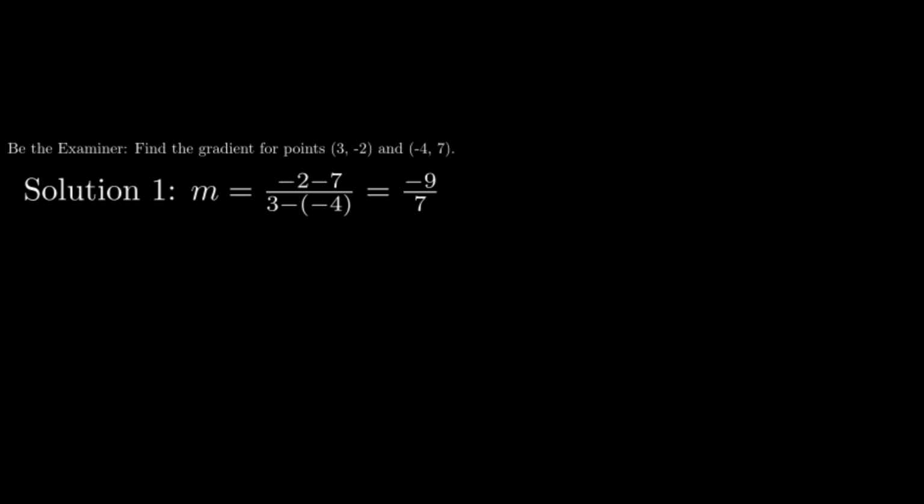Let's try it the other way. If x1, y1 is (3, -2), and x2, y2 is (-4, 7), then y2 minus y1 is 7 minus -2 equals 9, and x2 minus x1 is -4 minus 3, which is -7. So m equals 9 over -7, which equals -9/7, so it works both ways.